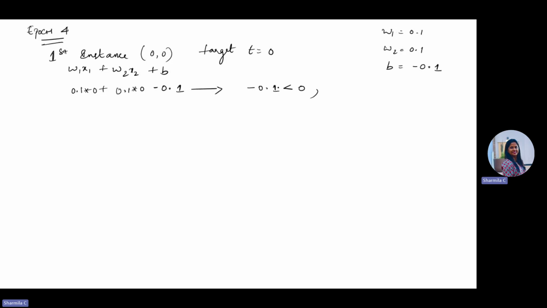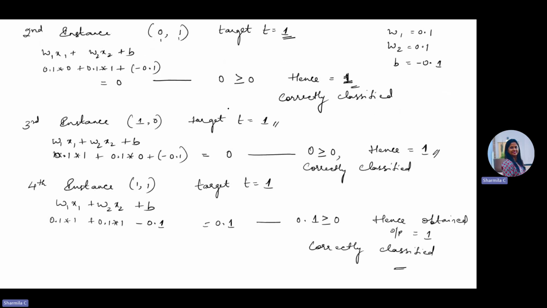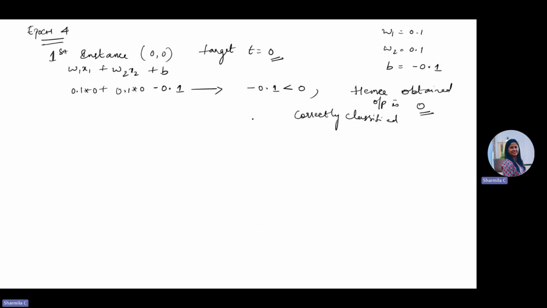Fine. Whenever it is less than 0, the step function outputs 0. So hence, the obtained output is 0, and the target output is 0. So it is correctly classified. So no need to update weights. Okay, so we have already checked the same weights in the previous epoch. The second instance is classifying correctly, the third instance is classifying correctly, the fourth instance is classifying correctly. So no need to calculate this again.